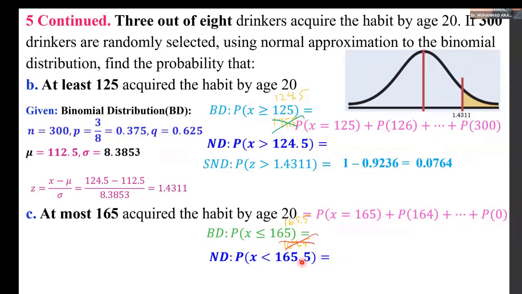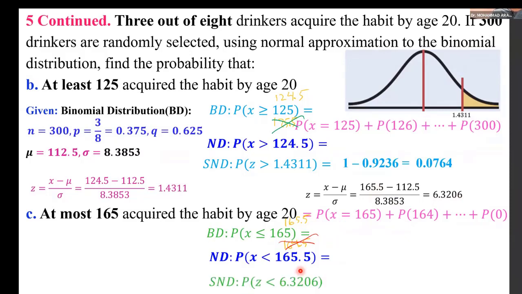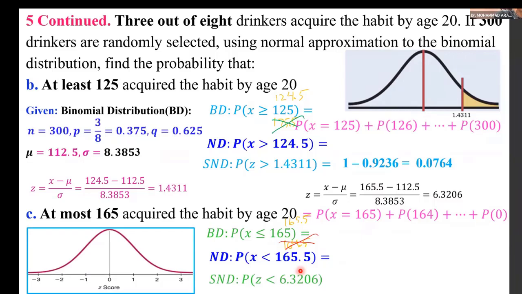What about the standard normal distribution? You have to calculate the z-score: X minus mu over sigma. You plug in 165.5, you put it in here, and you get 6.3206. If you were to do the graph, 6 is way down here. And as you remember, within 3 standard deviations on both sides, it covers everything. On the left side, it goes to infinity. On the right side, it goes to a fairly large number. So it's really 1 or 100%.